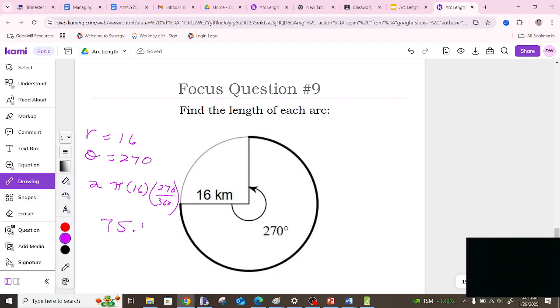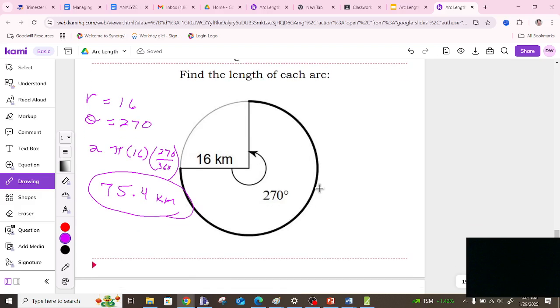Someone else gets 75.4? Again, this is kilometers. Big, humongous circle. Maybe those are the big fields that they're doing all the weird circles in the news a long time ago. Okay, can I move on?